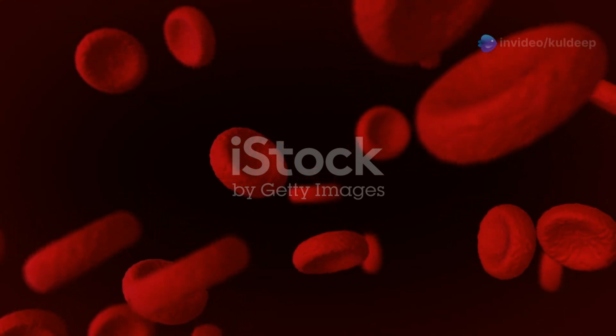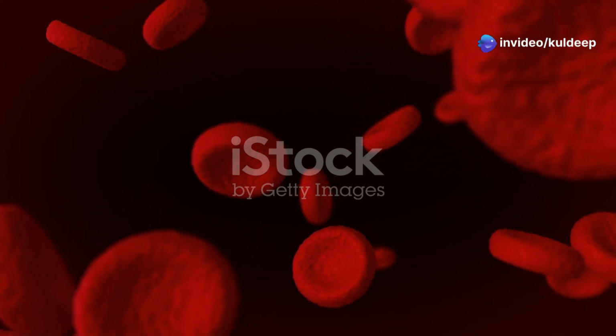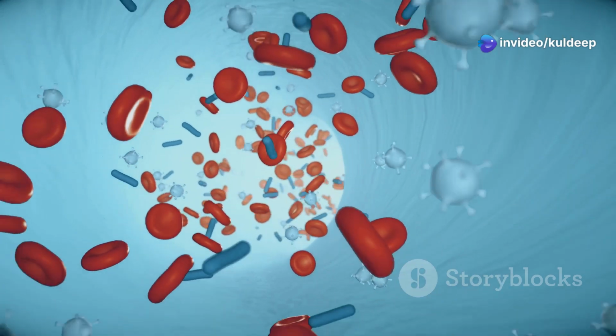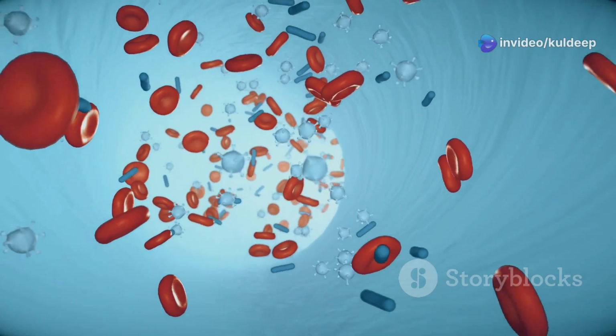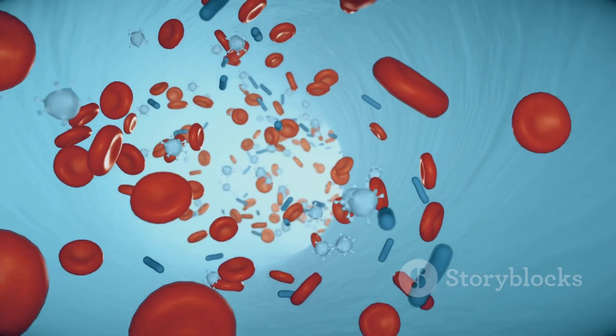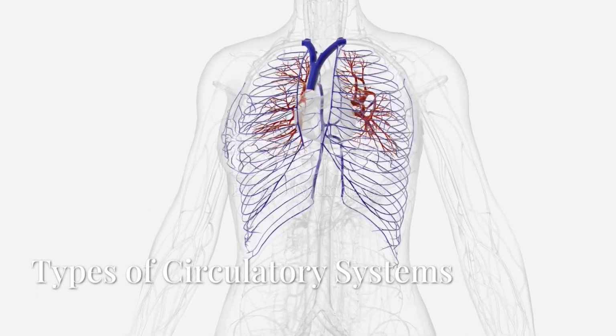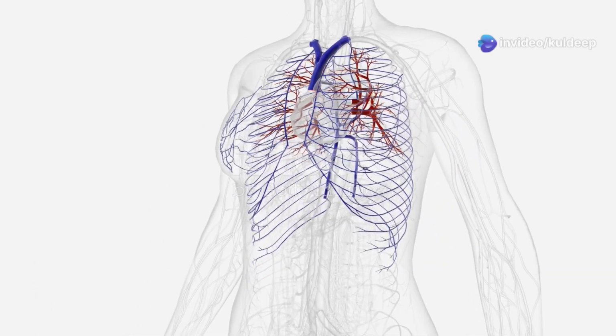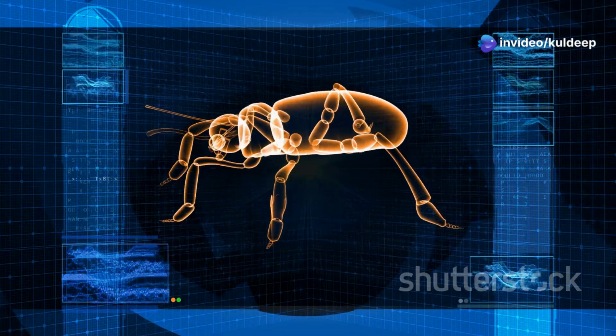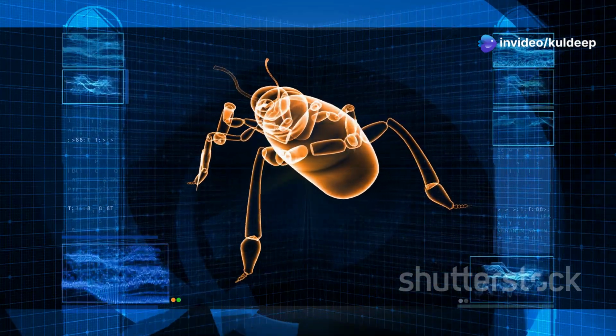Circulation is the transport of materials like oxygen, nutrients, hormones, and waste throughout the body. Organisms use either diffusion or a circulatory system to do this. Two main types of circulatory systems are found in animals: open circulatory system, found in insects and arthropods.